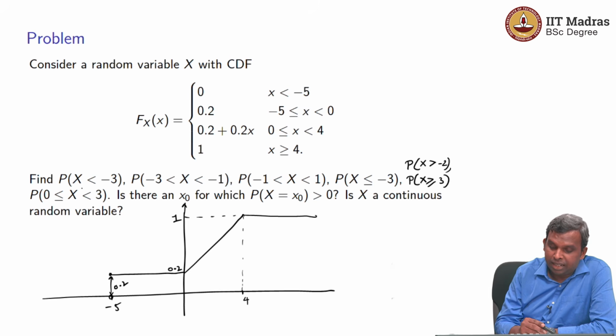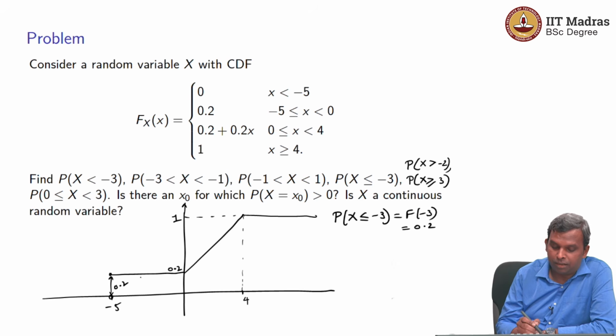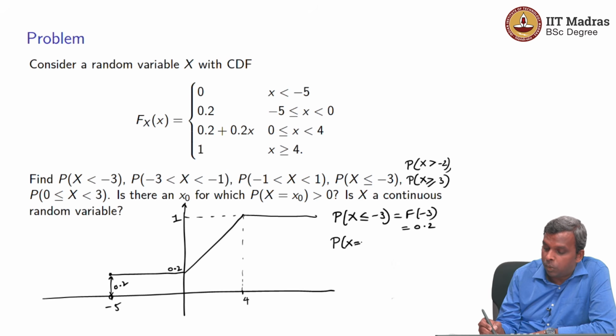So probability that x is less than -3. The first calculation itself is a bit difficult, so let's start with x less than or equal to -3, the easiest one. Probability that x is less than or equal to -3 is simply F of -3, and that is 0.2. It's very easy. So what about probability that x equals -3? At x equal to -3, F is continuous, it's staying the same, so this is 0.